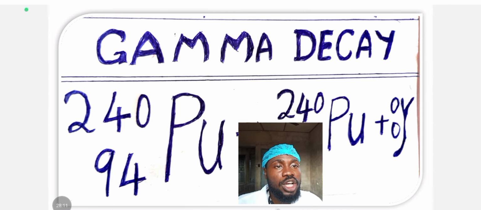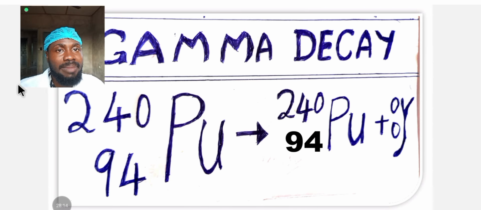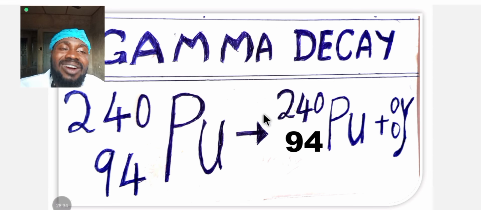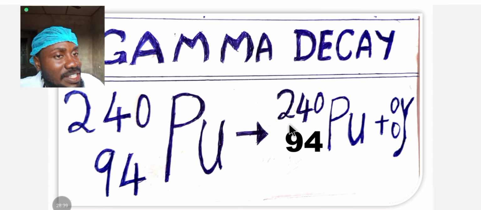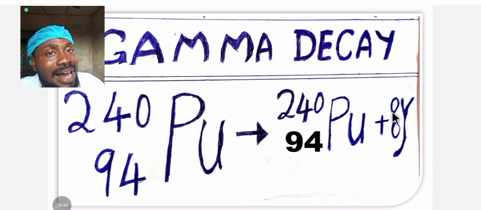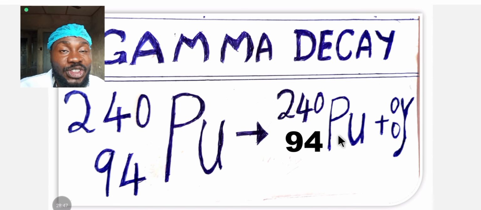So this is the equation of gamma decay. And we have the parent nucleus here, plutonium, having mass number 240 and atomic number 94. After the decay, we now had 240 as mass number. We had 94 still as atomic number, remained unchanged, giving out gamma radiation. Easy peasy.